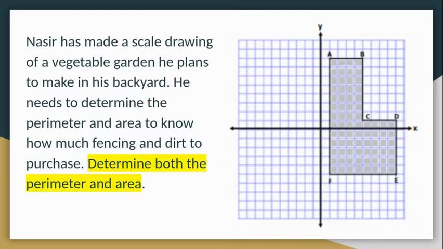Let's start with finding the perimeter. Perimeter is the distance around the outside of a figure. We can find this by counting grid squares or by measuring each line separately using our absolute value strategy we practiced a few lessons ago. Go ahead and pause the video here while you measure each side length of Nasir's garden.